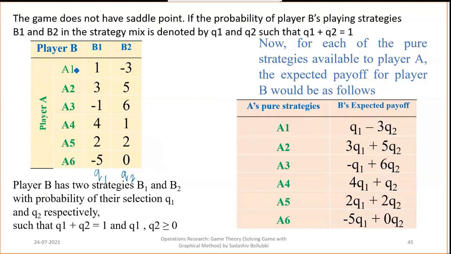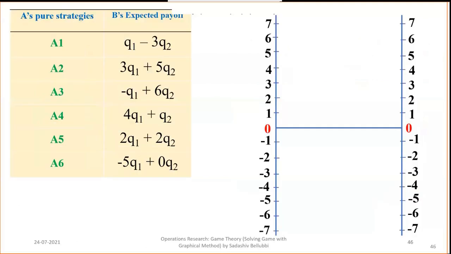Now for A1, it is 1Q1 minus 3Q2. For A2, 3Q1 plus 5Q2. For A3, minus Q1 plus 6Q2. For A4, 4Q1 plus Q2. For A5, 2Q1 plus 2Q2. And for A6, minus 5Q1 plus 0Q2. Likewise, we need to add the table. After that, we need to draw the graph.